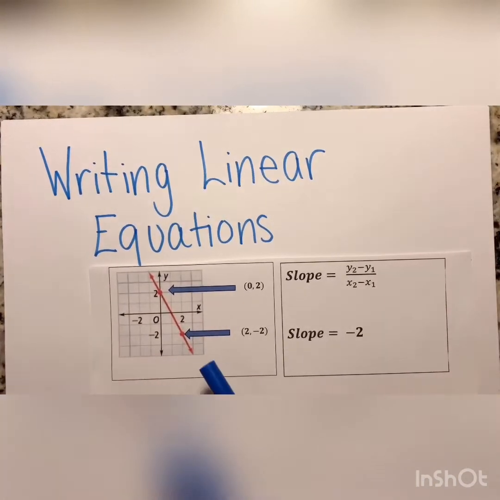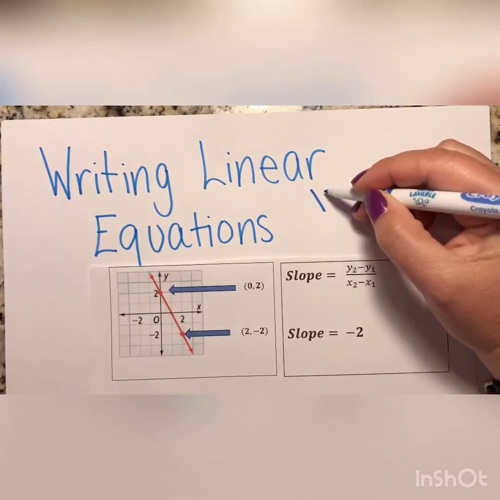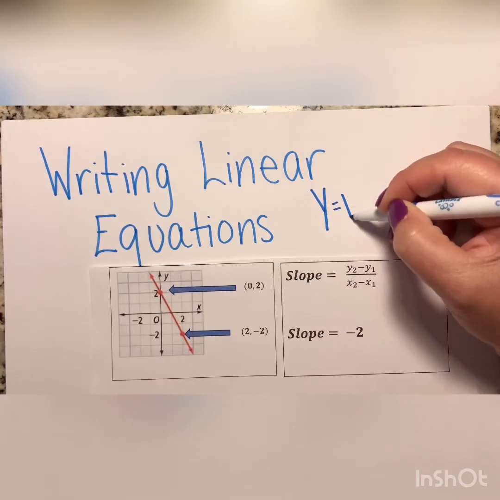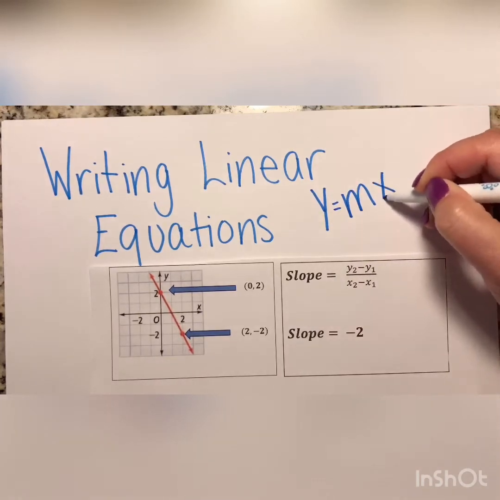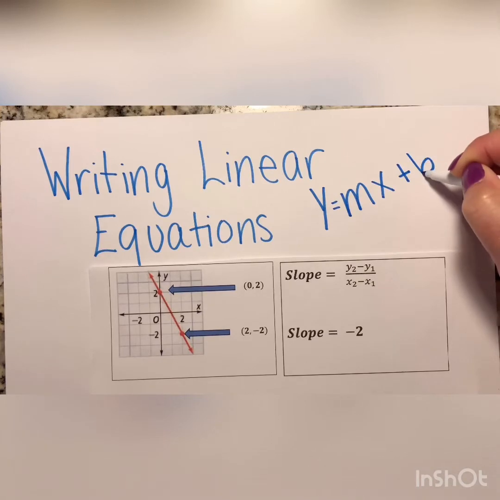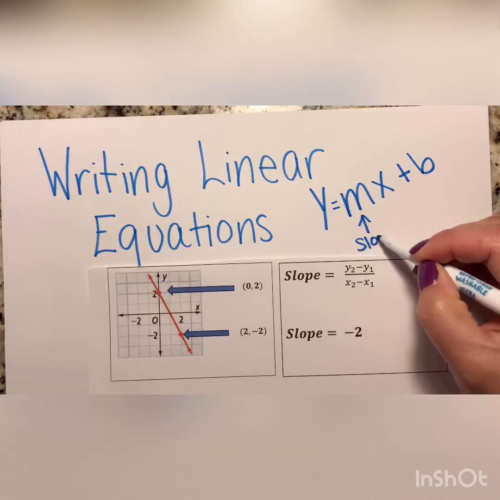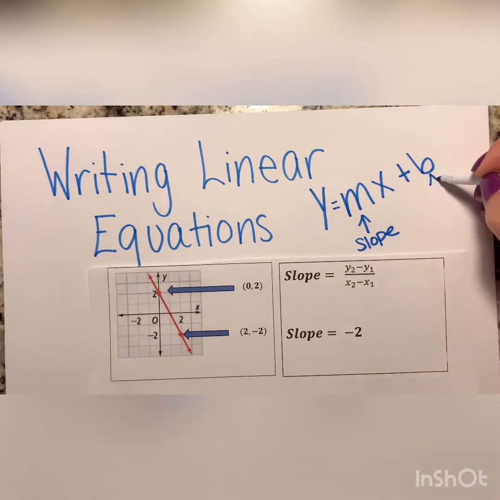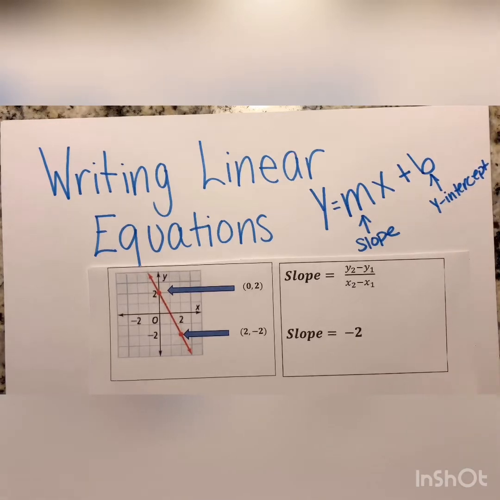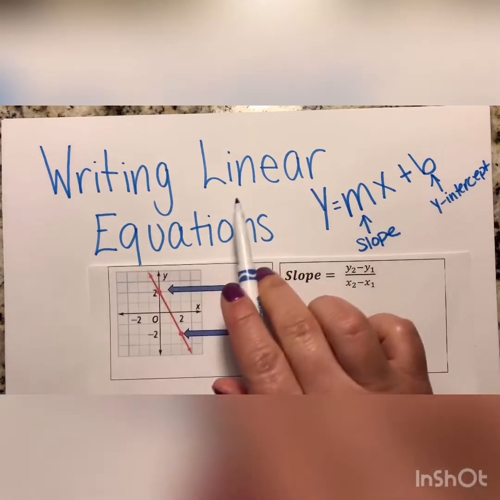And if you're looking at the graph, there's two things that you need to identify in order to write a linear equation. And your formula for a linear equation is y = mx + b. The m is whatever the slope of the line is, and the b is whatever the y-intercept of the line is. So you have to identify those two pieces of information in order to write your linear equation.